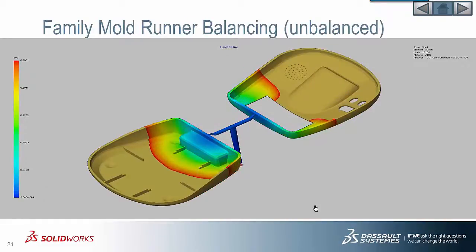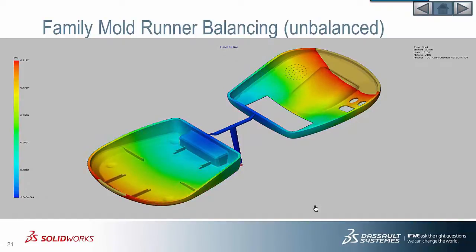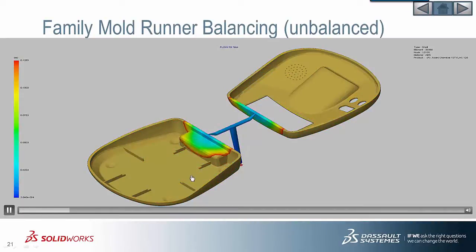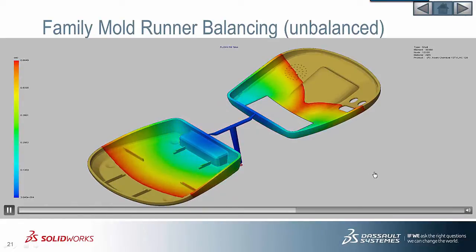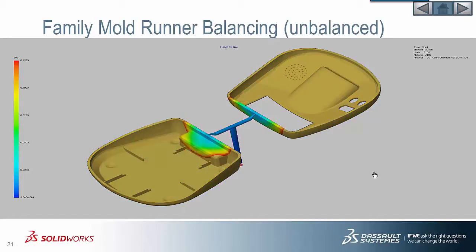Here we have a family mold. There are two different parts here, and we see that this one is filling up before this one. This isn't ideal, because in terms of cycle times, their packing and cooling are going to be out of sync.